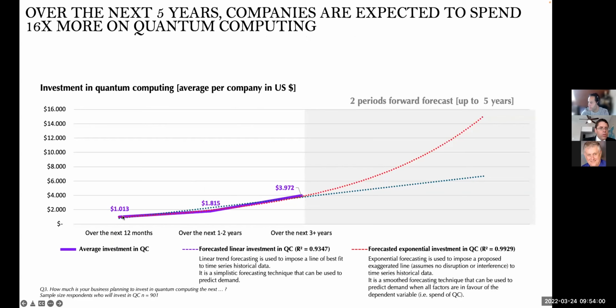And this report is from last year. So when it says the next 12 months, these are actual numbers from the report from IDC. But as you see, the expectation is that after the next 3 years, the amount of investment in quantum computing is going to increase.